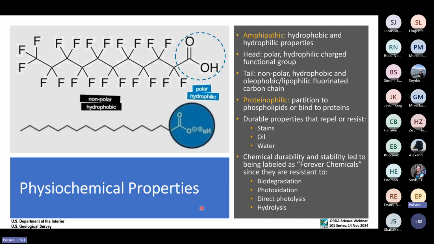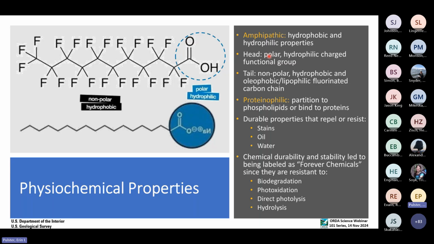Some of the main physiochemical properties of PFAS, again, is they contain both the hydrophilic head group and the hydrophobic tail. Some compounds are basically either one or the other, hydrophobic or hydrophilic. PFAS are both. And so what that means is they're going to partition differently throughout the environment. One of the main differences between PFAS and some of your legacy compounds like PCBs or PAHs is PFAS binds to proteins as opposed to lipids.